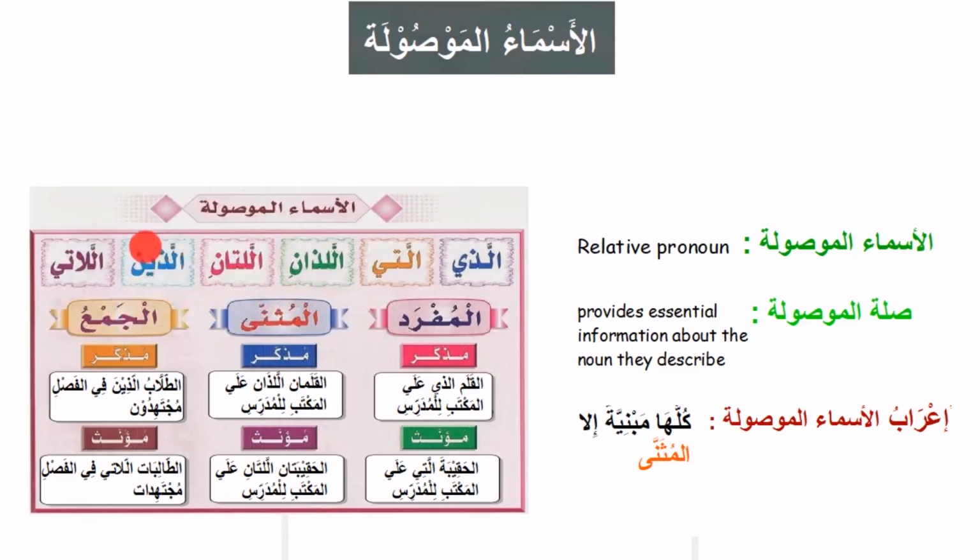And then Allazina and Allati are jamu, plural. They are only used when the things or the people you are talking about are plural. So that is in total 6, as you can see: 2 mufrad, 2 musanna, and 2 jamu.